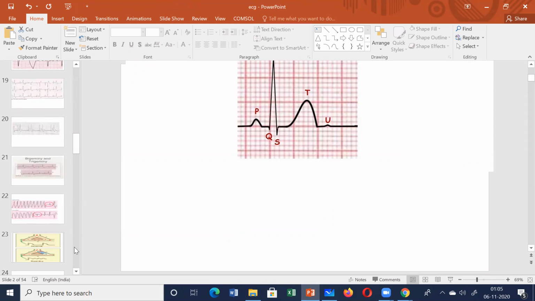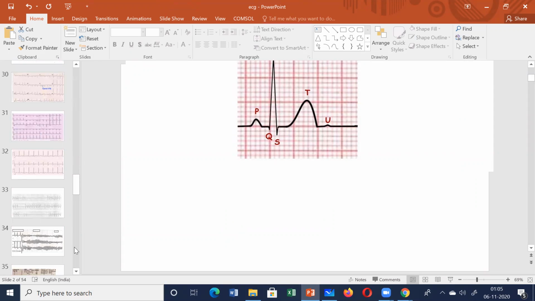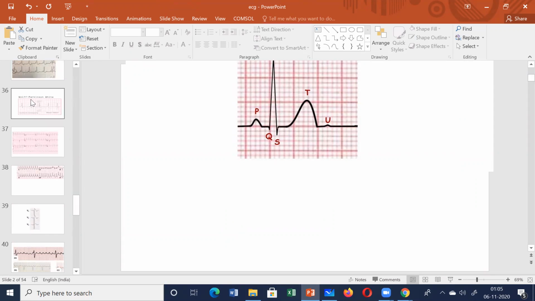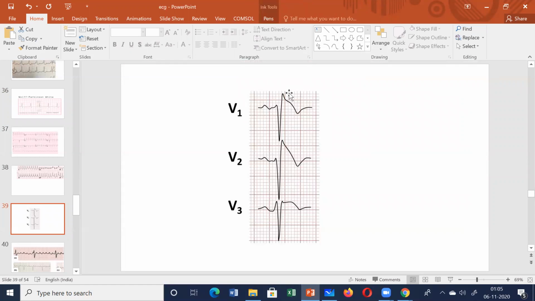ST segment elevation can also occur in pericarditis and in myocardial infarction. But here, just a minute, it has a coved shape. Look at this ST segment elevation. In Brugada syndrome, these patients have an ST segment elevation, but it is coved, a coved-shaped ST segment elevation.